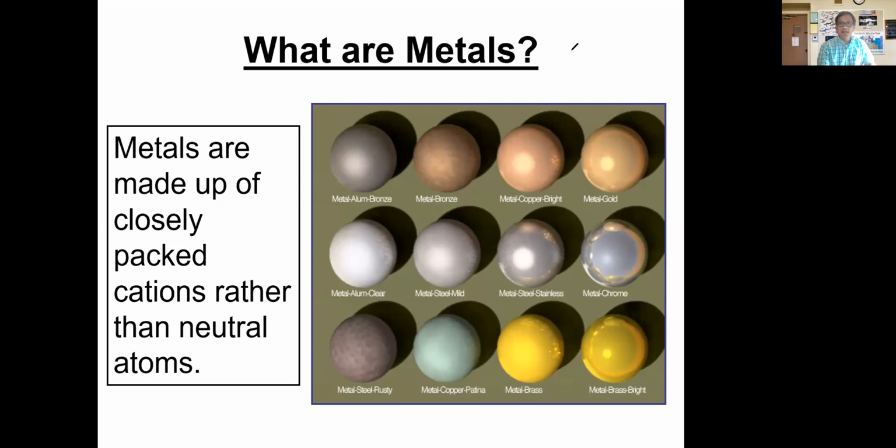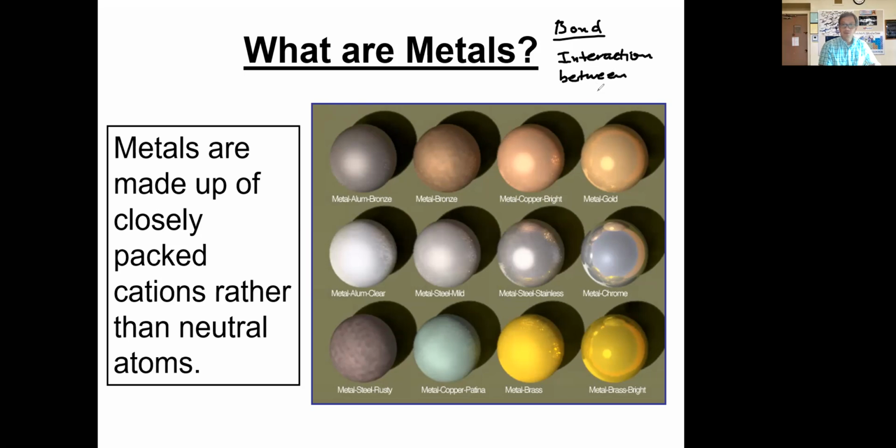Now, remember this idea of a bond, and I want to talk about this really quickly to make sure everyone's clear on this. When we talk about this term bond, it just means the interaction. It's what ties together atoms. So a bond is simply an interaction between atoms. And what we need to make sure we understand is that what we've talked about so far is the ionic bond.